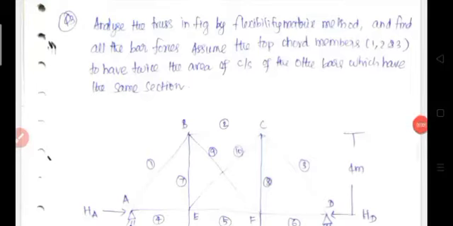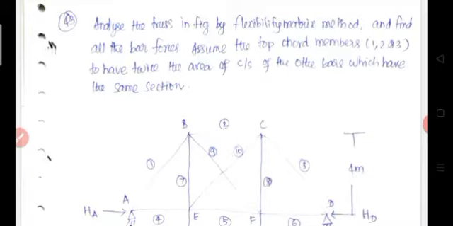Hello students, in this video lecture we are going to see the analysis of indeterminate truss by flexibility matrix method. So let us see the example. Analyze the truss in figure by flexibility matrix method and find all the bar forces.